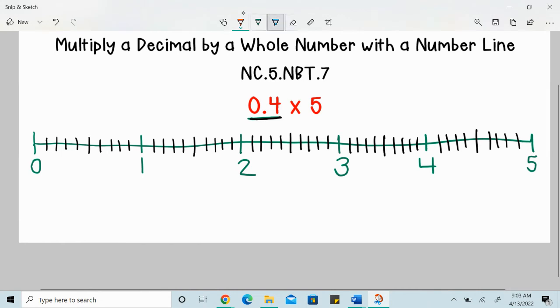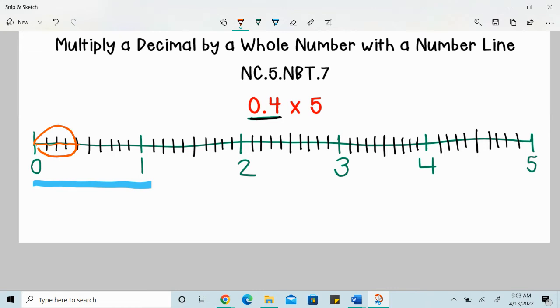So I'm going to look at this first whole from 0 to 1, and I'm going to circle 4/10 of this whole. So that would be 1, 2, 3, 4. So I would have 4/10 right there. So I have 4/10 of that whole. Now I can come across here, and I'm going to find 4/10 of my next whole. So again, I'll count 1, 2, 3, 4. So there's 4/10 of this whole.